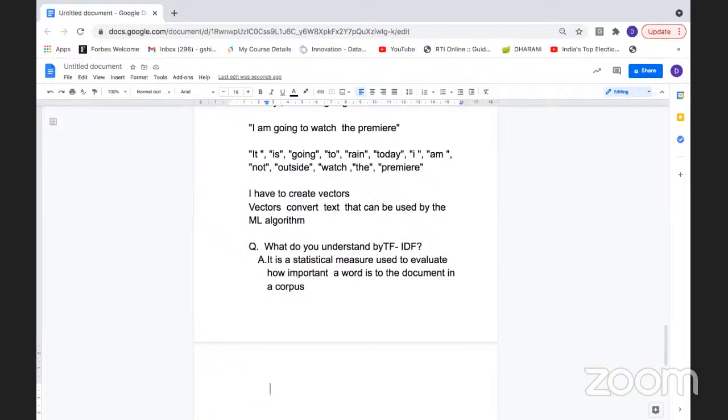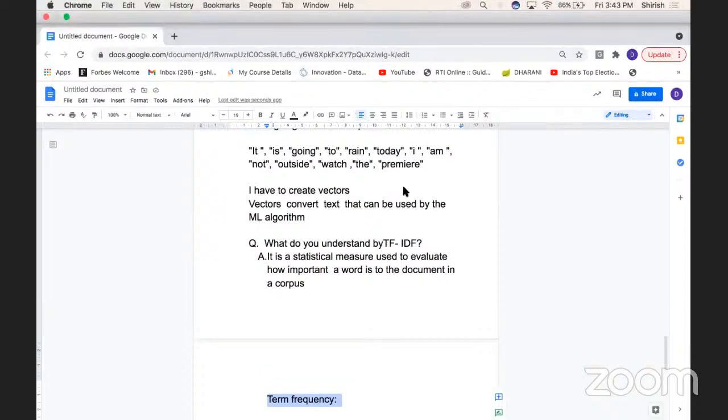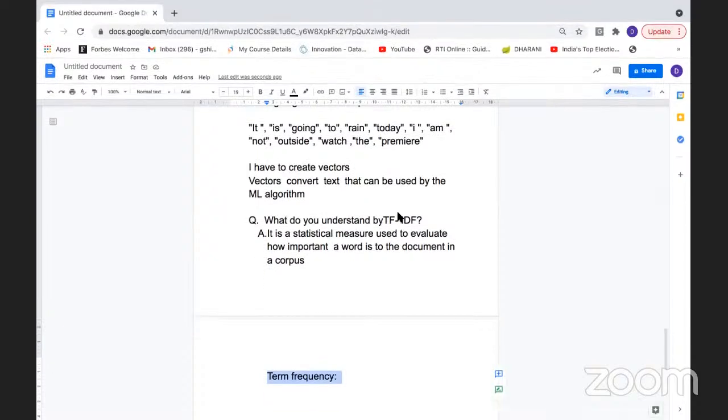So if we try to find out what happens in term frequency, it is nothing but the number of times the term appears in a document divided by the total number of terms in the document. That is your term frequency. So how do you write it?